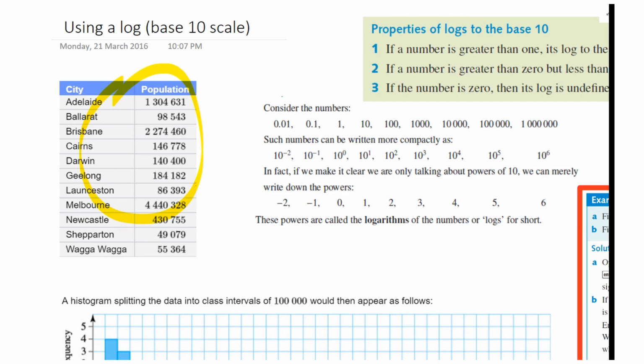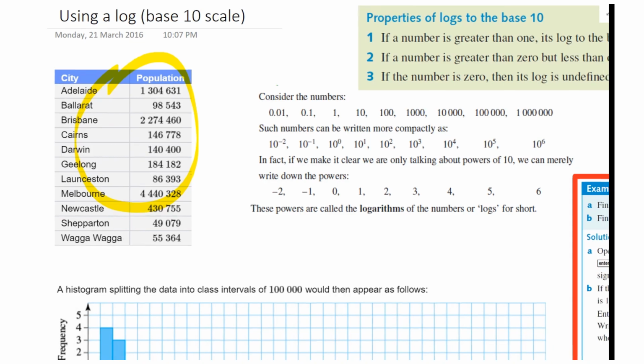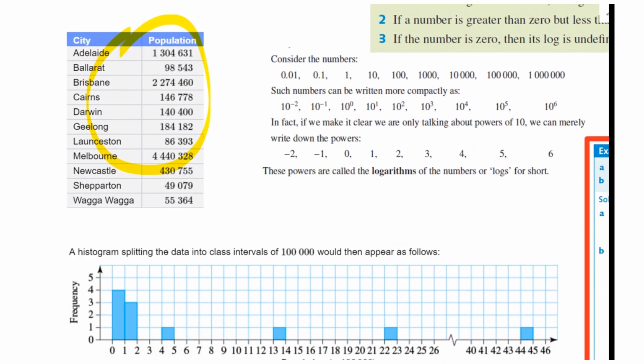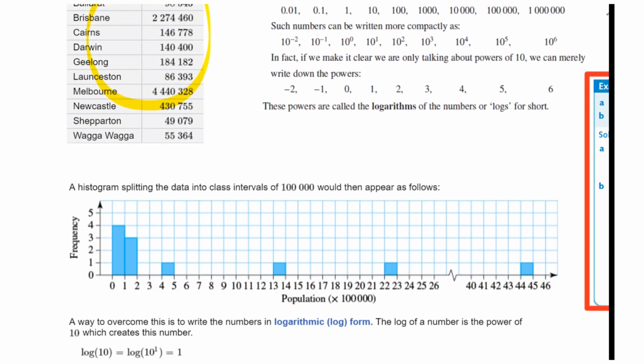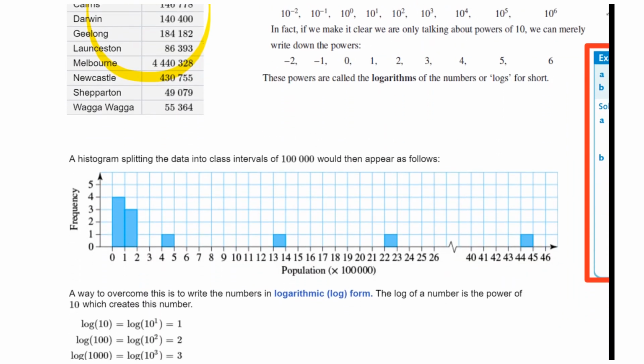So we have populations of cities ranging from Brisbane of 2,200,000, Melbourne nearly 4.5 million, down to Shepparton with just under 50,000. So we've got a really big range of populations. And if we tried to graph that by population, as shown here, we wouldn't be able to really, because you'd have stuff down by 100,000, even by looking by 100,000.